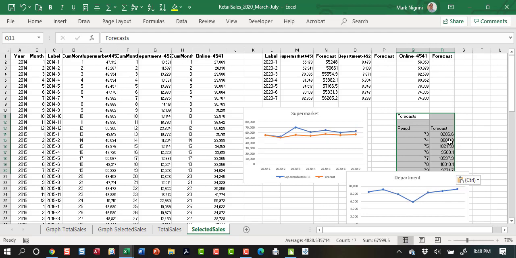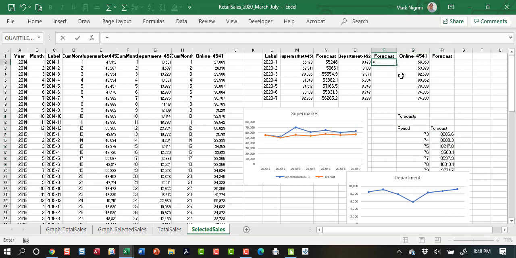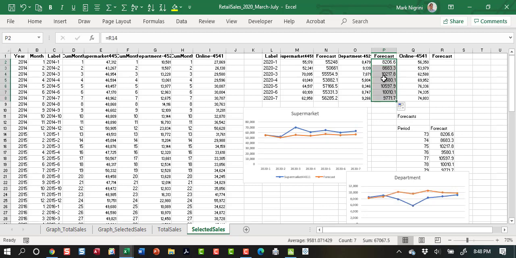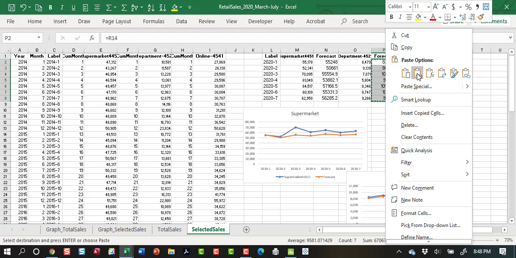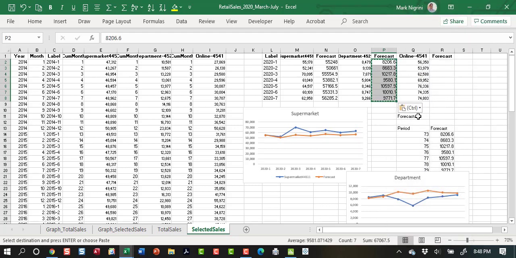Paste. And now I need these numbers up there, so we will go equals there. I will copy this down, and now I will just do a copy and a paste values, and now I'm actually good to go. We can delete this here.